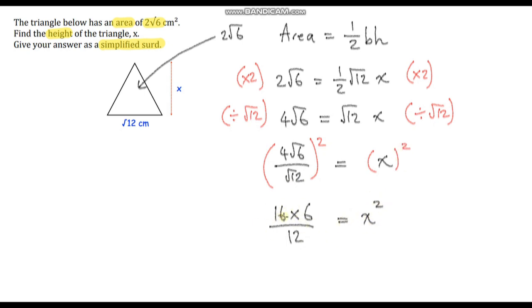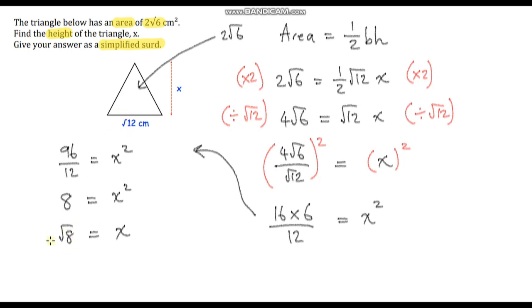Now we can tidy this up. 16 times 6 is 96. So I'm just going to come over here now. So we've got 96 over 12 is equal to x squared. And 96 divided by 12, that divides very nicely indeed. 96 is in the 12 times table. It goes 8 times. So this fraction here is just 8. So we've got 8 is equal to x squared. So x is just going to be the square root of 8. So I'll keep the x's on the right hand side. So x is equal to root 8.